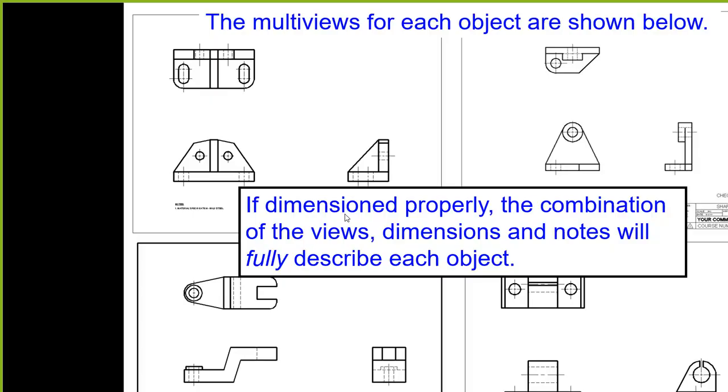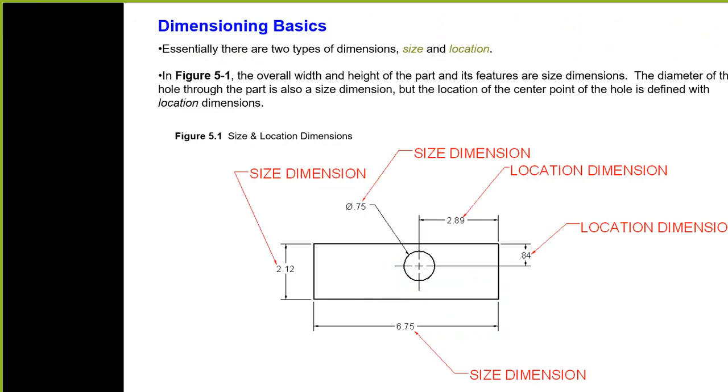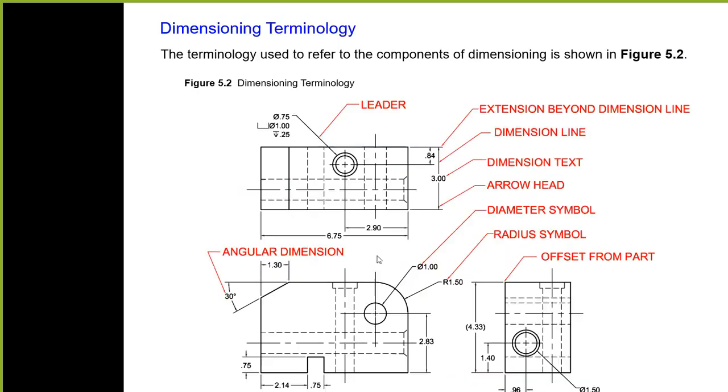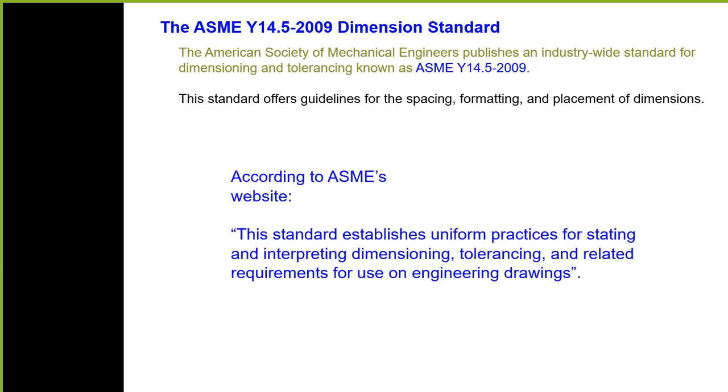So as we go through, we're looking at what dimensions we would need to be able to describe the part. How would we be able to create this part? We would need the sizes and the locations for these different features. And so the first PowerPoint basically goes through how you standardize these dimensions.